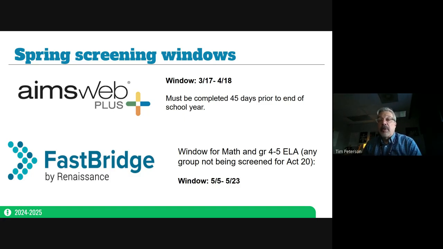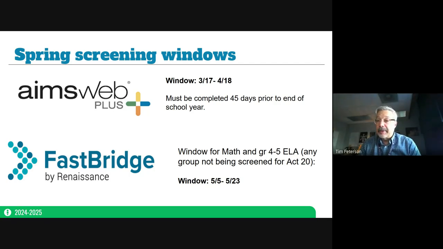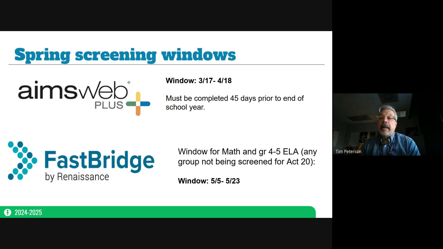The explanation for 45 days prior to the end of the school year is written into the state statute. I believe it is designed so that there could be one more set of interventions prior to the end of the school year. This is what I got. Yes, the Spanish literacy is for FastBridge, and that would be the FastBridge window.